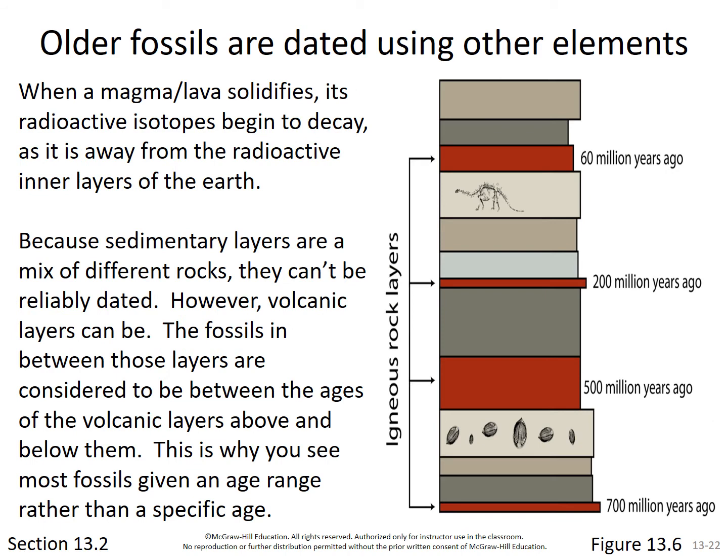So again, here's a different picture of this. I wanted to show you just a second picture of this. And so you see the red layers. The dinosaur fossil that you see would be between 60 and 200 million years because those are the closest volcanic layers that you've found to it.